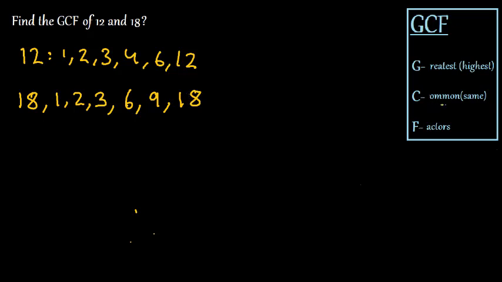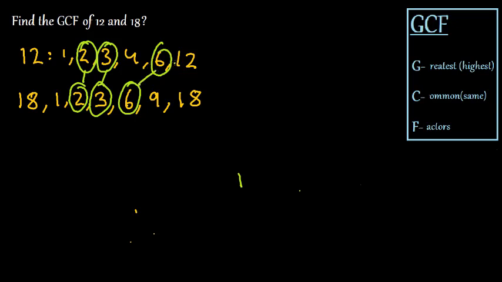Now it says common factors, so we're going to try to find the numbers that are in common. 1 is in common, but 1 is a factor of every single number, so that doesn't really count. We have 2 in common. We have 3 in common. We have 6 in common. And no other numbers are in common. So these are our common factors.